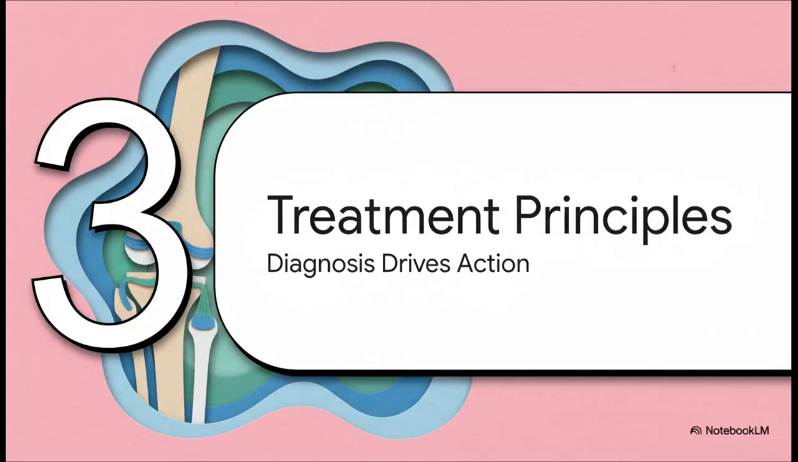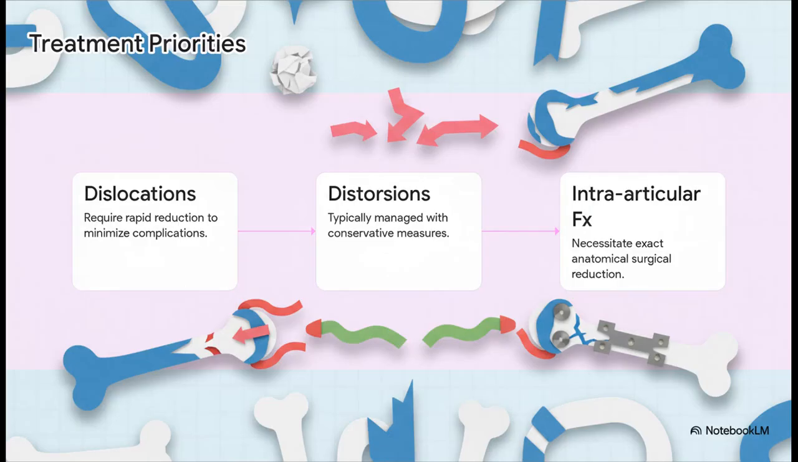So you can see how understanding these distinctions directly shapes what we do next. It's simple, really. You can't treat what you haven't correctly diagnosed. That diagnosis is what drives every single thing that follows. And this slide basically lays out your playbook. The diagnosis dictates the intervention. For dislocations, speed is everything. You need a rapid reduction to take the pressure off those nerves and blood vessels. For sprains, you can usually take a more conservative route.